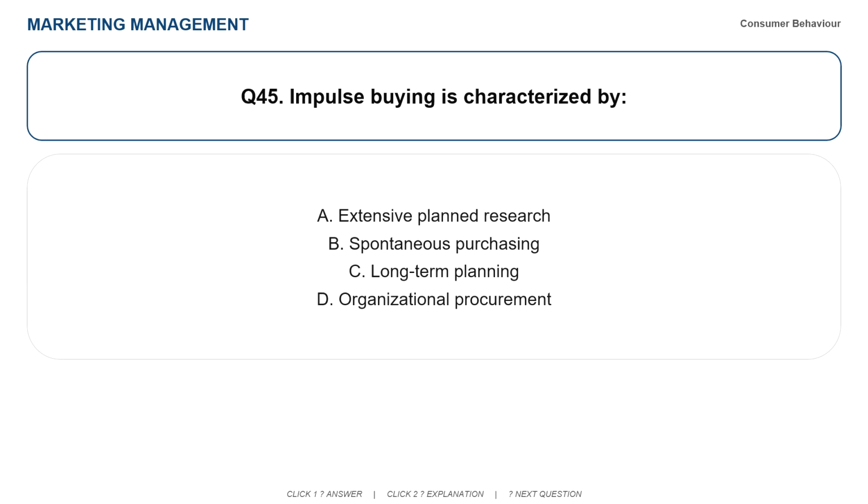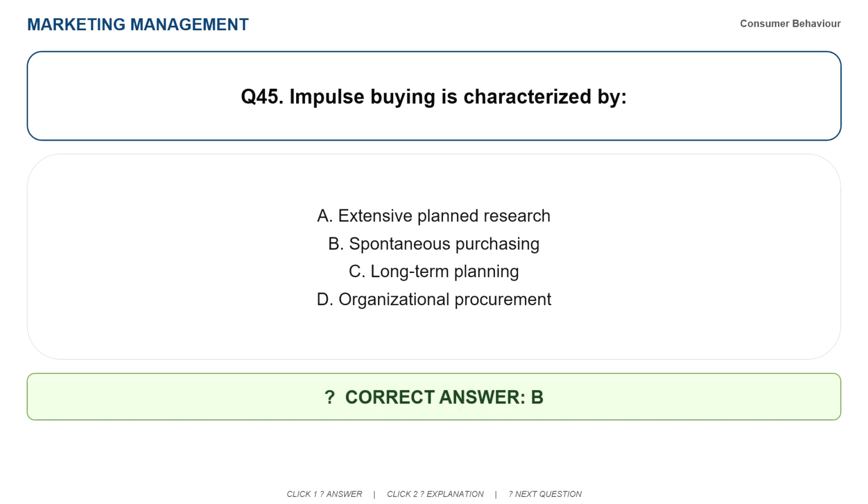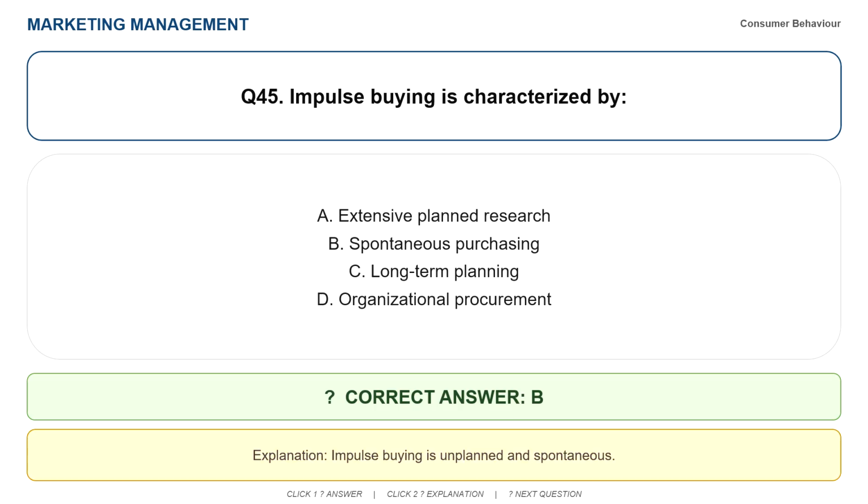Question 45. Impulse buying is characterized by Option A. Extensive planned research. Option B. Spontaneous purchasing. Option C. Long-term planning. Option D. Organizational procurement. The correct answer is B. Explanation. Impulse buying is unplanned and spontaneous.